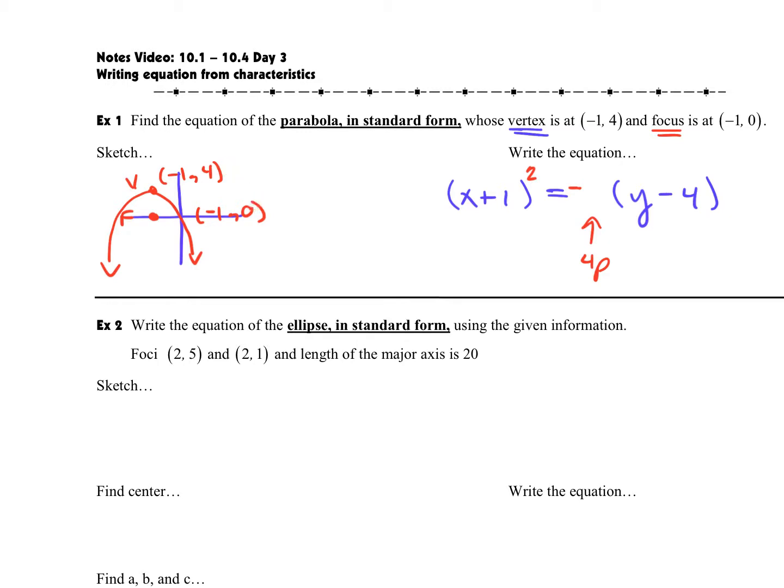The value for p is going to be the distance between these 2 points. And I can see that the distance from 4 to 0 is of course 4. So I could say that my p is 4, but I'm even going to go ahead and label it as a negative 4 to remind myself that it is supposed to be going down. So then over here, I can fill in that as a negative 16. And that would be the equation for your parabola.